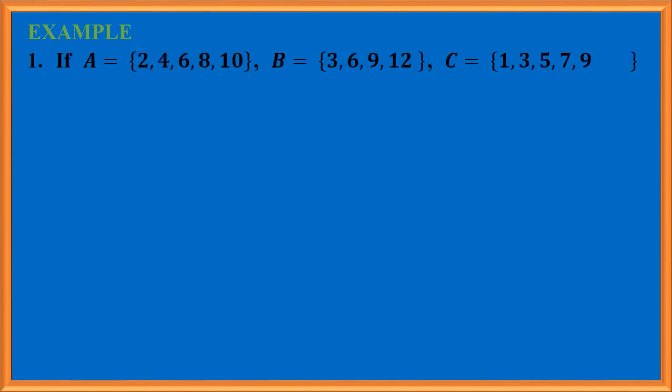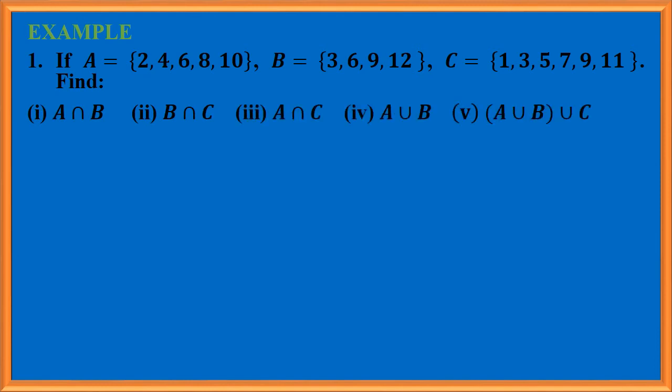Let's now look at examples containing sets. For example, if we have set A to be 2, 4, 6, 8, 10, set B to be 3, 6, 9, 12, and set C to be 1, 3, 5, 7, 9, and 11, and you are asked to find A intersection B, B intersection C, A intersection C, A union B, and A union B union C.